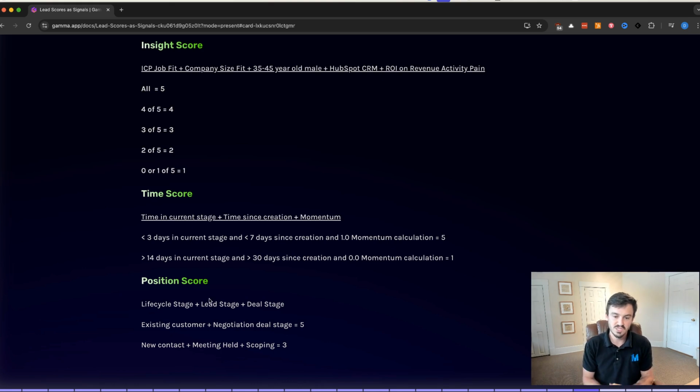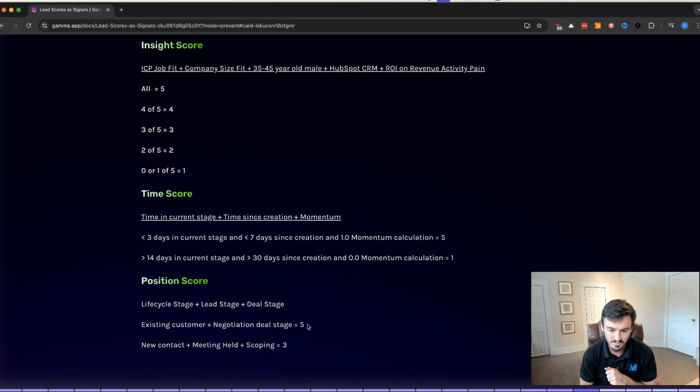And then last but not least is the position score. So you got the life cycle stage plus the lead stage plus the deal stage is the example we're using here. So you use all 3 of those to determine what your score would be. And so for this one, I used just a 5 and a 3 example, and I'll say 1 out loud, even though it's not on the slide here.